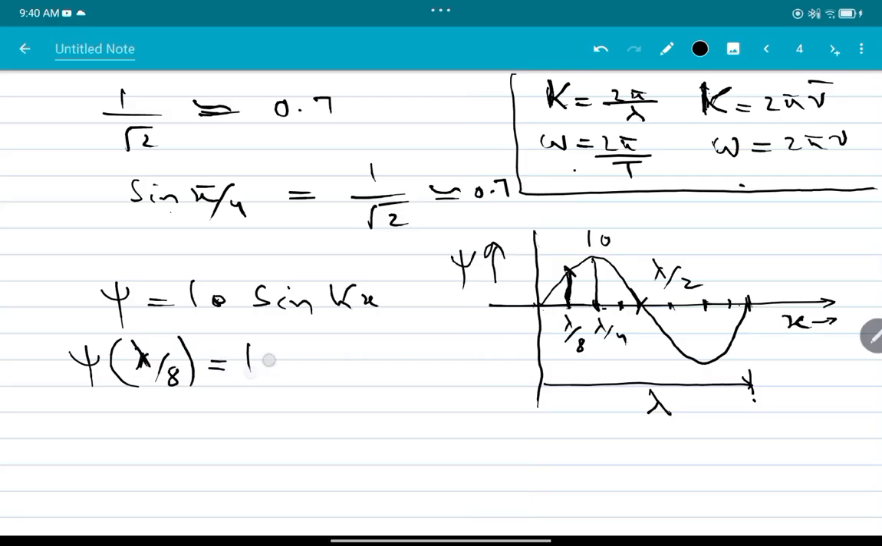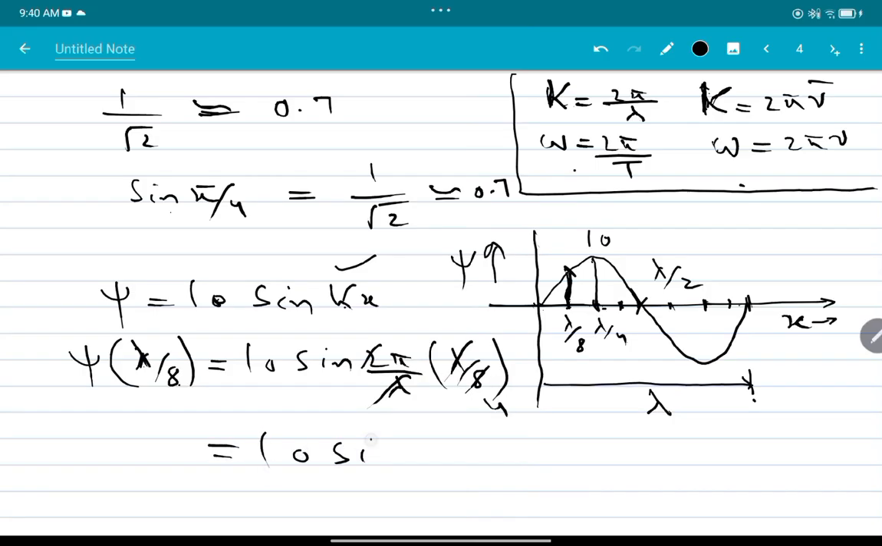I will use this 10 sine, and I will change k into 2 pi by lambda. Now k is equal to 2 pi by lambda, you can see it here. So I will write 10 sine 2 pi by lambda into x. What is x here? It is lambda by 8. So lambda and lambda cancel. You get 2 ones are 2, 2 fours are 8, that is 10 sine pi by 4. What is that? Sine pi by 4 is 0.7, as you have seen. So this will be simply 7. So the value of this is 7.